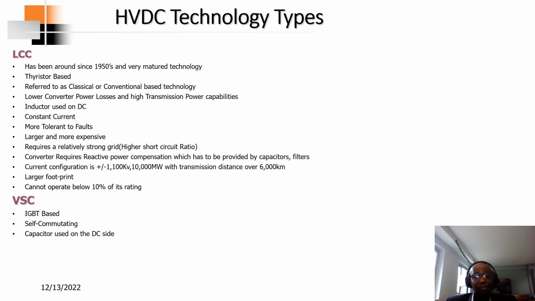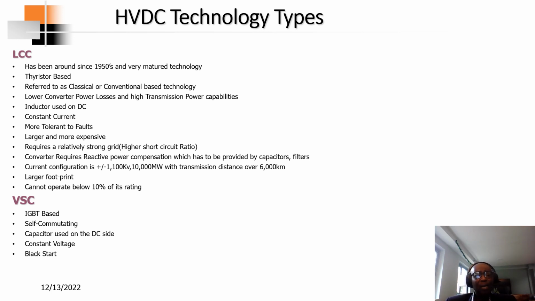It has a capacitor that is used on the DC side. Compared to the current source converter, the line commutated converter, which features an inductor, the voltage source converter has a capacitor located on the DC side to basically maintain and make sure that the voltage is at the right threshold. Its goal is to ensure there's a constant voltage, as compared to the current source converter that ensures there's constant current.